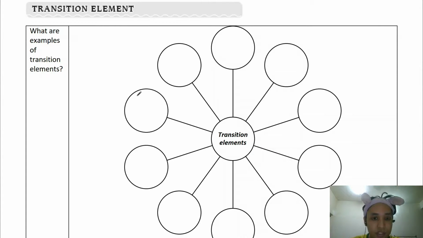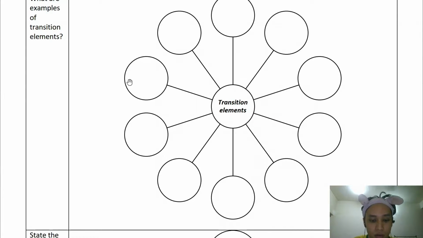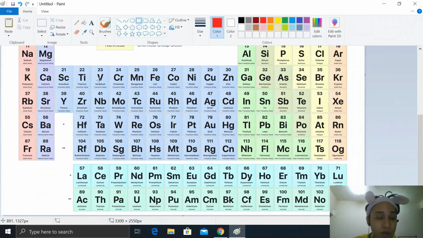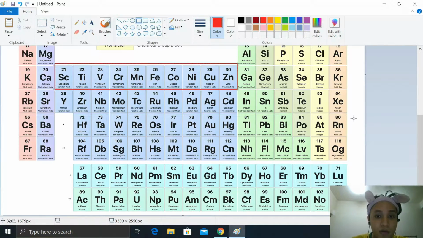Alright, so for your transition elements, the example that you're going to learn is here. Here are your transition elements. The one that you're going to learn in detail, technically, they want you to know the first row, starting from scandium until zinc. This one of course you must know. Scandium, titanium, vanadium, until zinc, and then a few important transition elements that you might need to know.